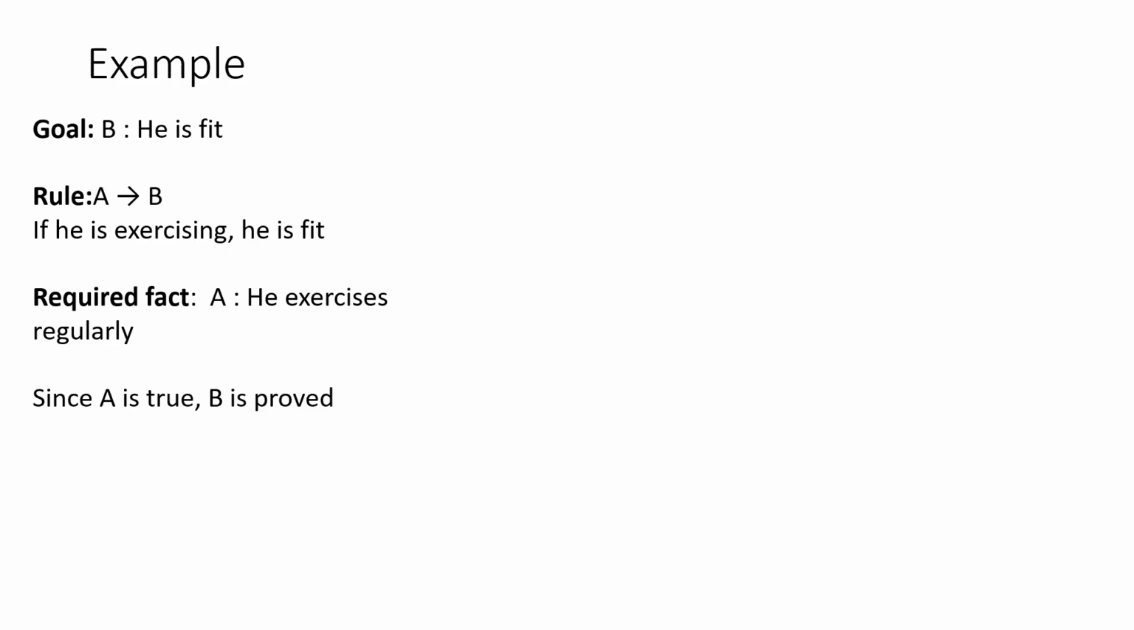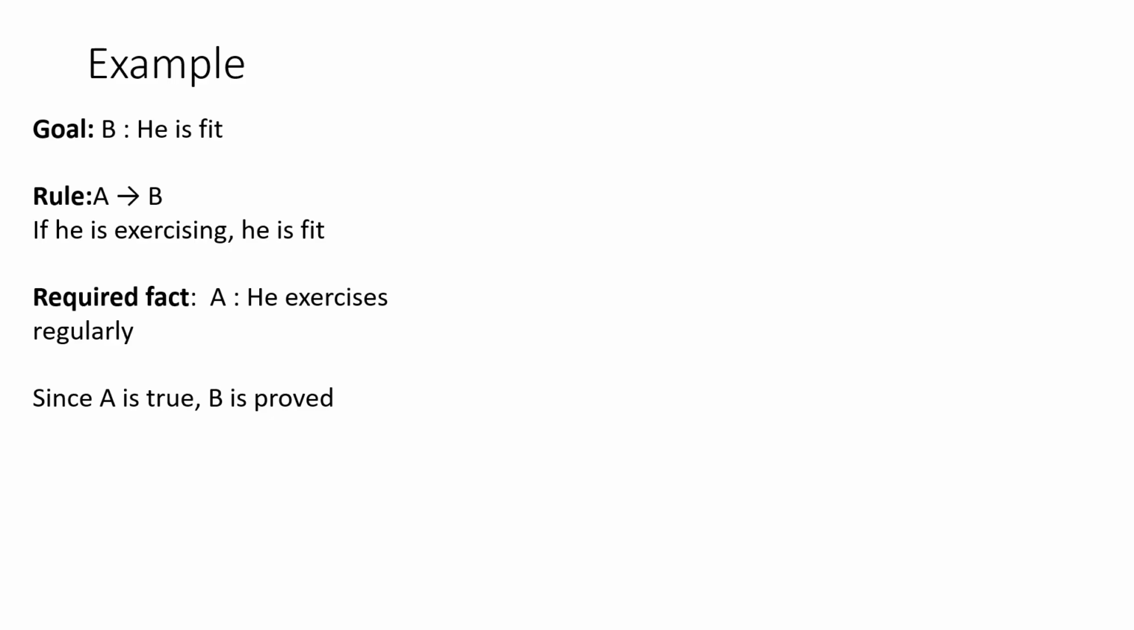Here we have an example. Our goal state is B, that is, he is fit. There is a rule: A implies B. That means if he is exercising, he is fit. With backward chaining, we start with the goal. The goal state is that he is fit, so we check whether any rule matches he is fit.